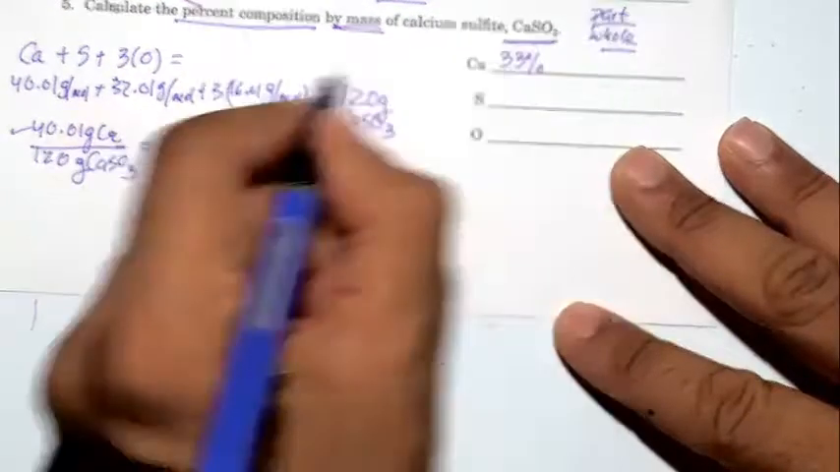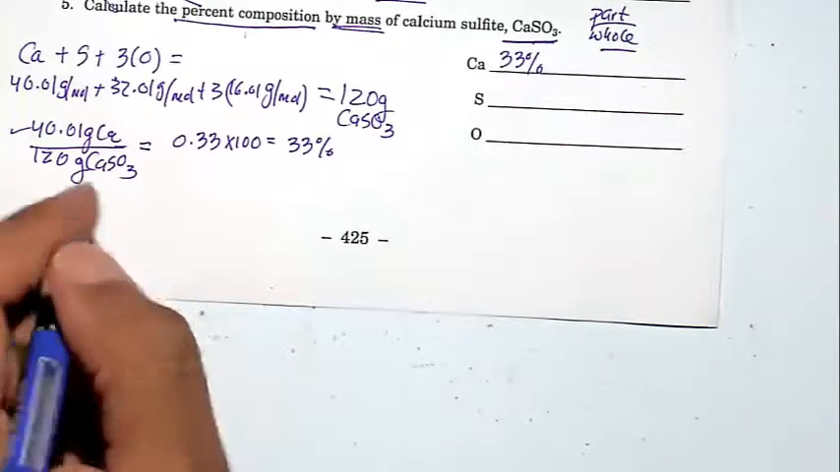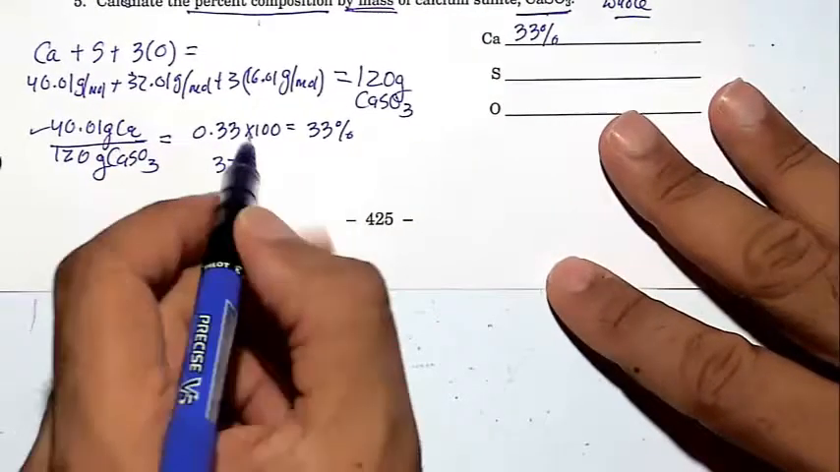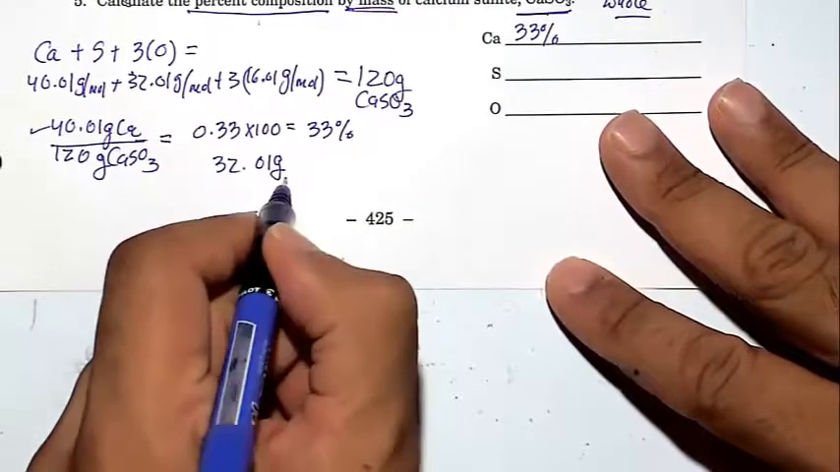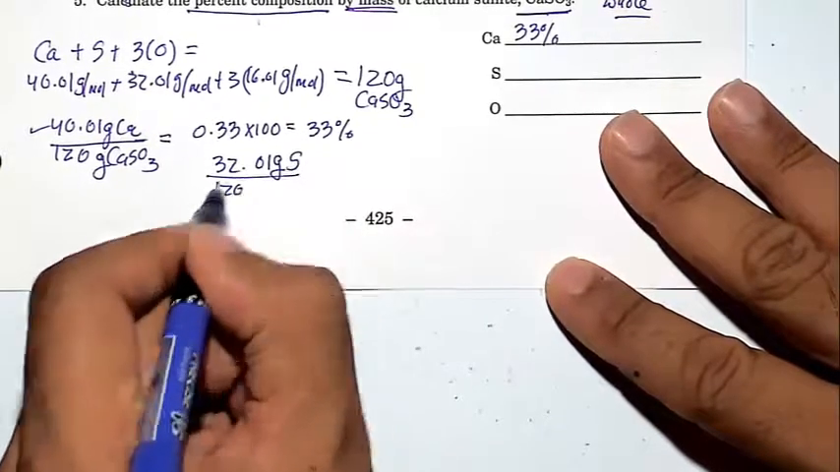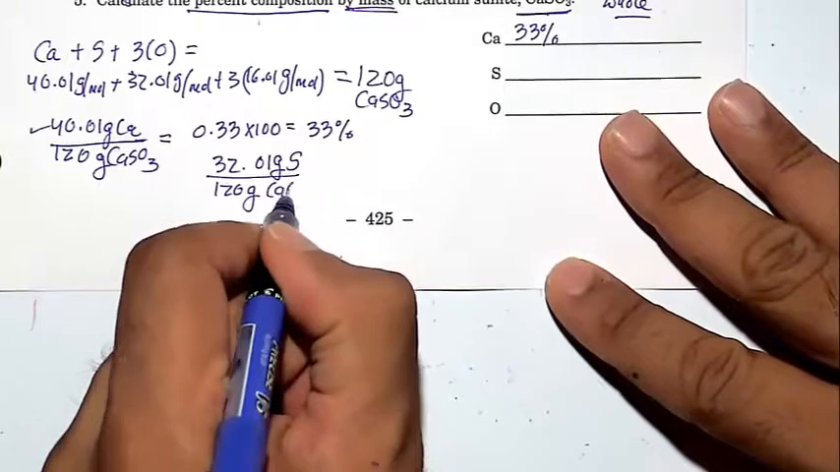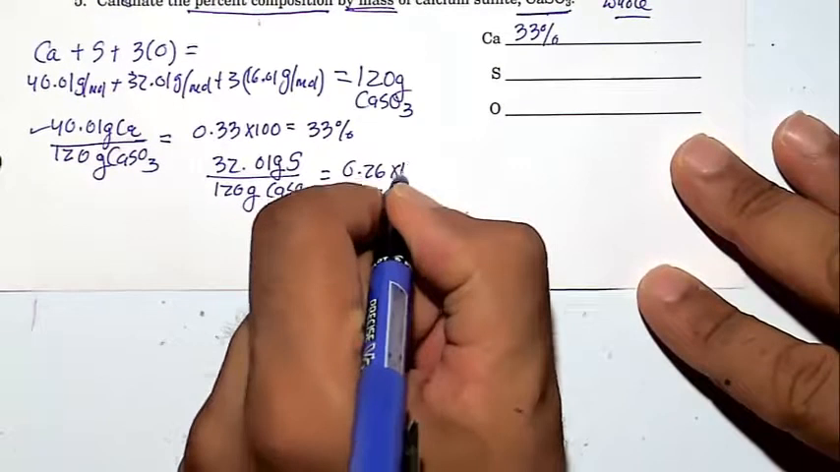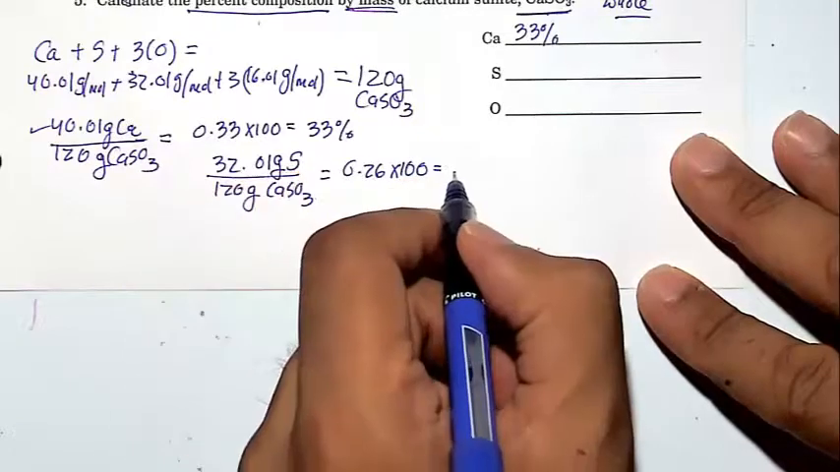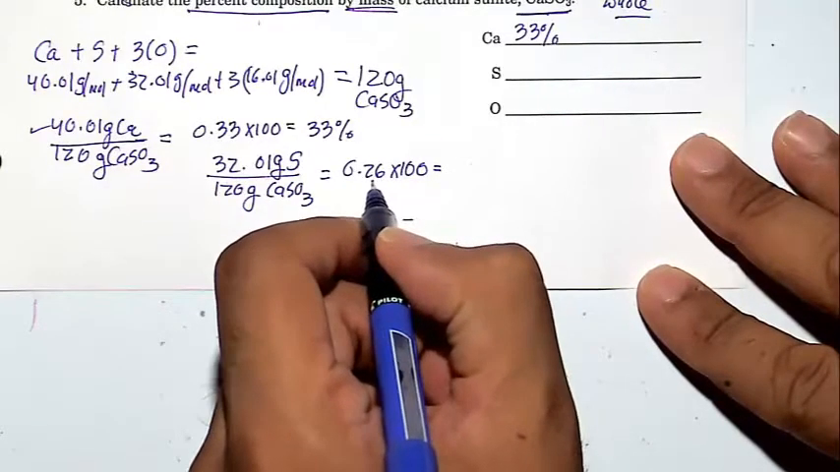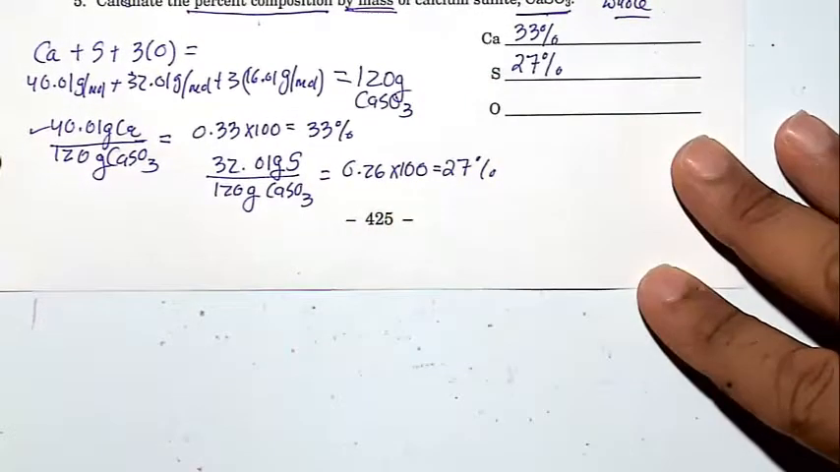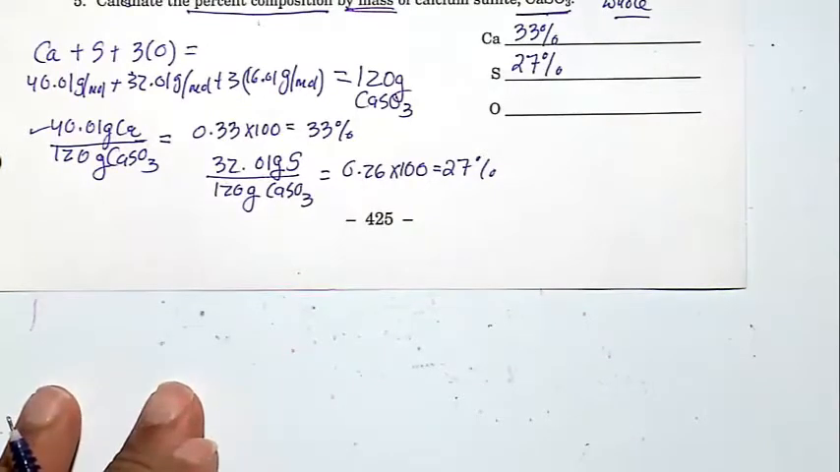What about sulfur? I have 1 mole of sulfur in 1 mole of calcium sulfite. So 1 mole of sulfur contains 32.01 grams of sulfur, and that's the part. The whole is 120 grams of calcium sulfite. So what's 32 divided by 120 grams? It's actually 0.266666, so I multiply it by 100 and round it off to 27%. So I have 27% sulfur.